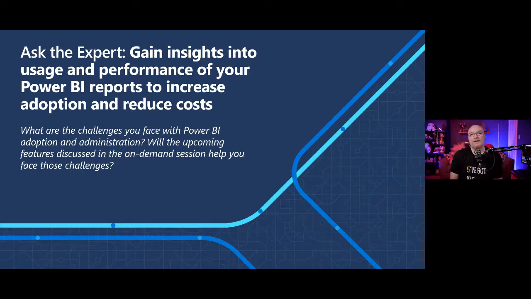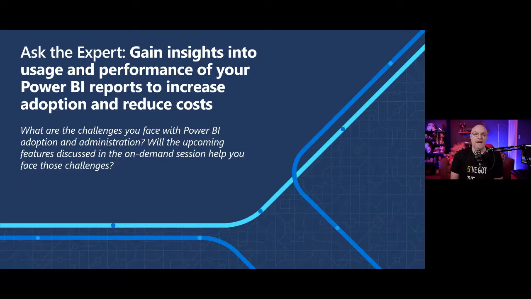So the items that are available today are the audit log information that we can get from the Office 365 management APIs or PowerShell, like was talked about in the session. The other thing that we do have is the Power BI Capacity Metrics app.